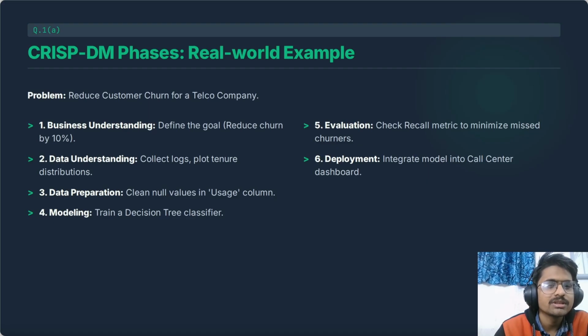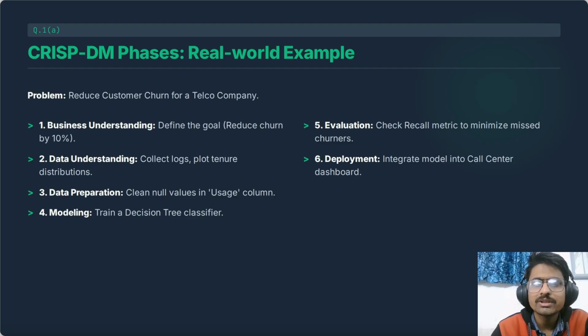So first is business understanding. Define the goal: reduce churn by 10%. Second is data understanding: collect logs, plot tenure distributions. Third is data preparation: clean null values in usage column. Fourth is modeling: train a decision tree classifier. Fifth is evaluation: check recall metrics to minimize missed churners. Sixth is deployment: integrate model into call center dashboard.